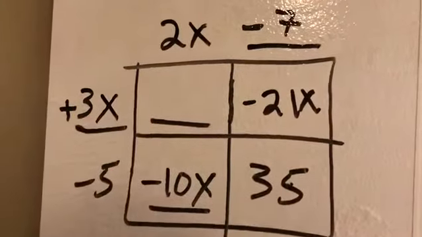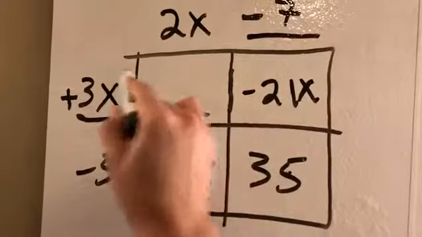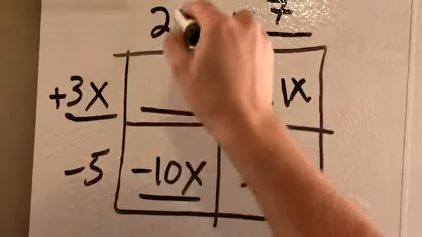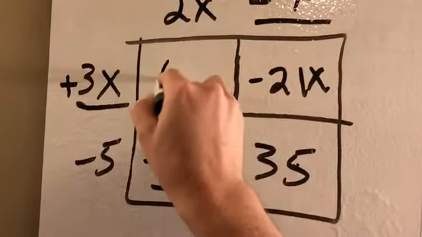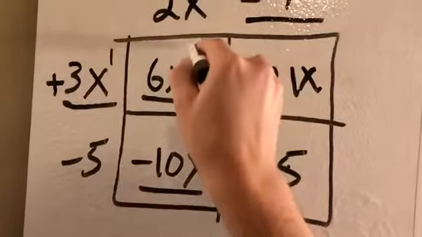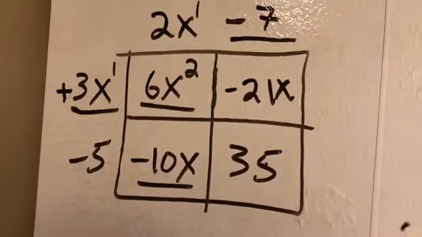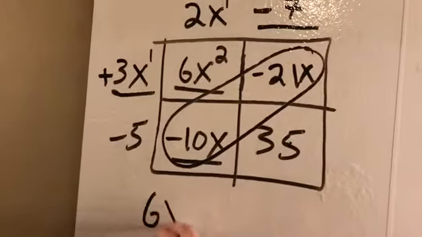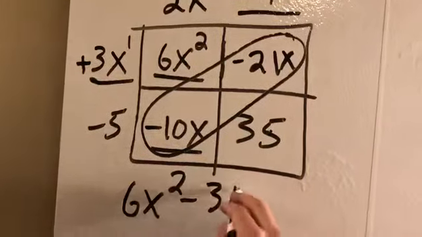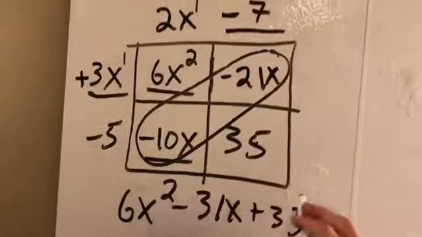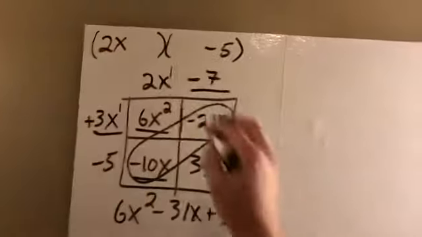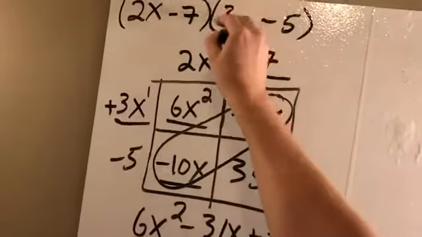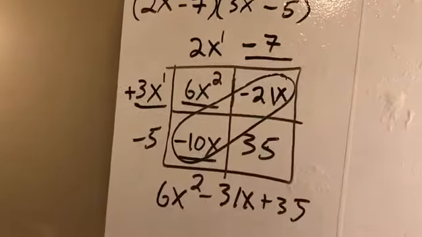So I'm going to put an x there as well. Negative 7 times 3x is negative 21x. And now I have enough information here. 2x times 3x is 6x, 1 plus 1 is 2, squared. These are my only like terms. So I end up with 6x squared minus 31x plus 35. And then as a reminder, complete this up here. It's 2x minus 7. That was 3x minus 5.